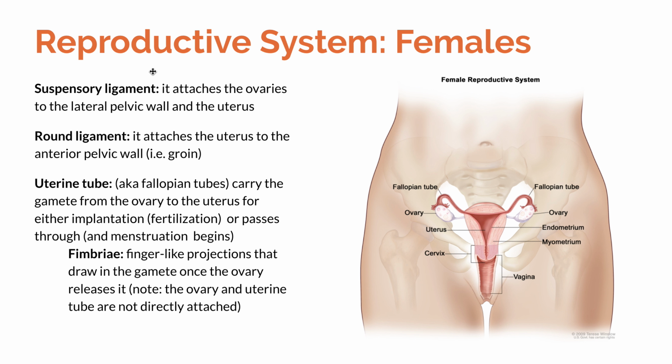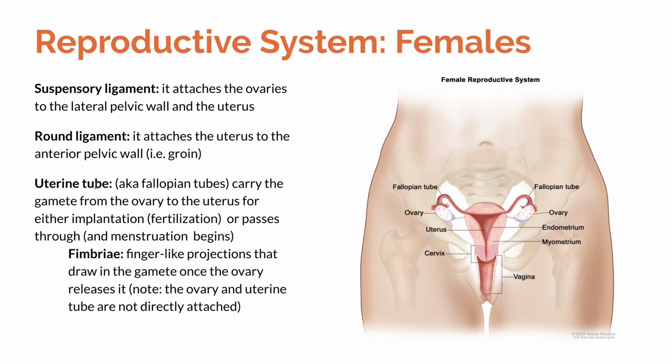And then we have two special ligaments that essentially stabilize our ovaries and also our uterus. So the suspensory ligament attaches the ovaries to the lateral pelvic wall, and the round ligament is going to attach the uterus to the anterior pelvic wall. So they're just stabilizing structures.